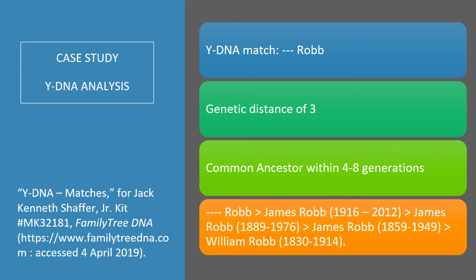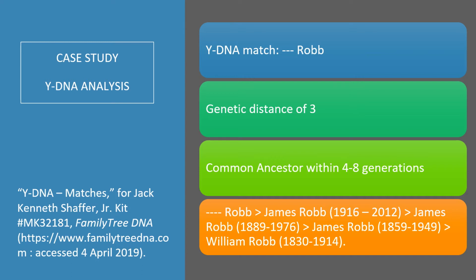So it's important to do some analysis of the DNA. And when I looked at the YDNA, there was some really interesting information there. The YDNA test was taken by Jack Jr., and because it's a direct paternal line, it would go back to the biological father of Jack Sr. The Y-DNA match showed a surname of Robb, and the closest match was not that close. It was a genetic distance of 3, which means a common ancestor within 4 to 8 generations, or possibly even further back.